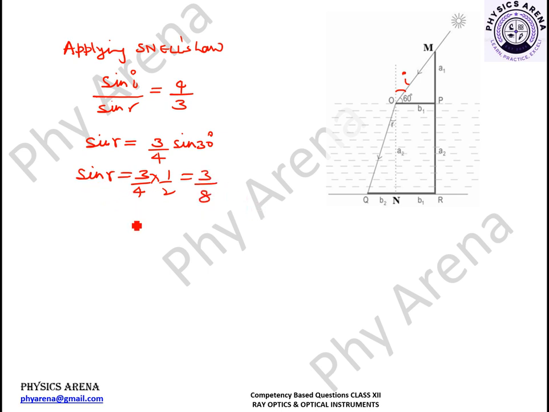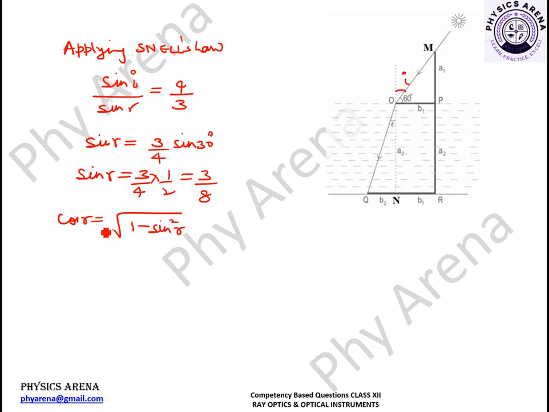And this is the value of sin r. I have obtained sin r. Let's try to find out cos r as well, because once we know cos r, we can find out the value of tan r, and then we can find out B2. So cos r will be under root of 1 minus sin square r.